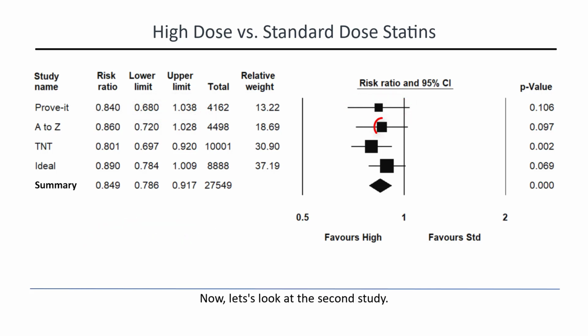Now let's look at the second study. The risk ratio in the sample was 0.86, but the risk ratio in the population could fall anywhere from 0.72 to 1.03. Now the third study. The risk ratio in the sample was 0.80, but the risk ratio in the population could fall anywhere from 0.70 to 0.92. And finally, the fourth study. The risk ratio in the sample was 0.89, but the risk ratio in the population could fall anywhere from 0.74 to 1.01.